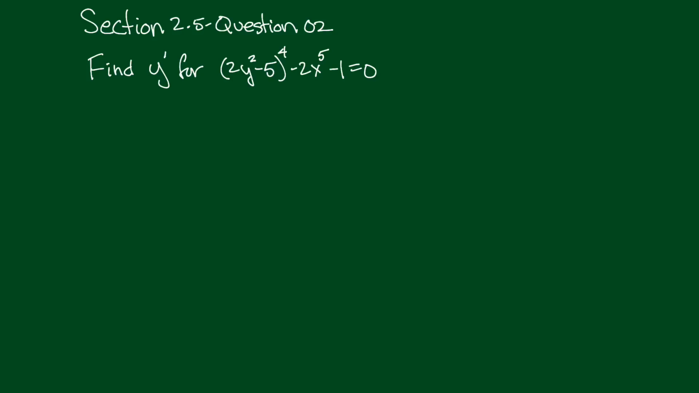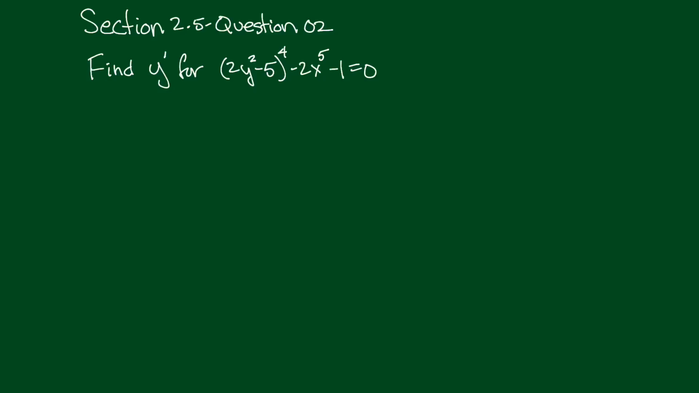Let's differentiate this function. Now this is implicit, right? Because we have x's and y's on both sides, and we don't have explicitly y equals something. We don't have y equals something here. So this is an implicit function, and we will use implicit differentiation.